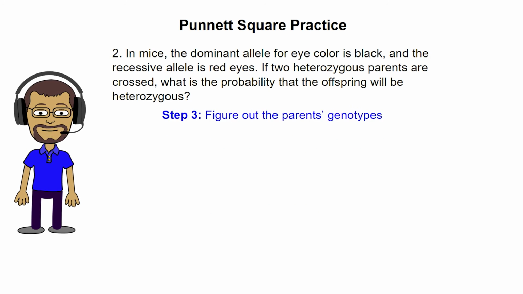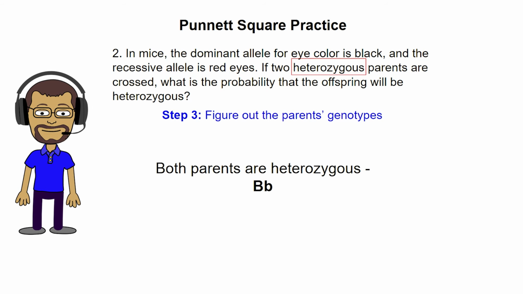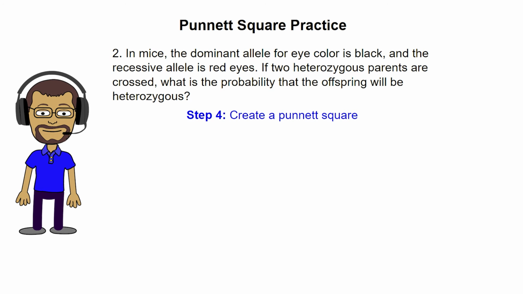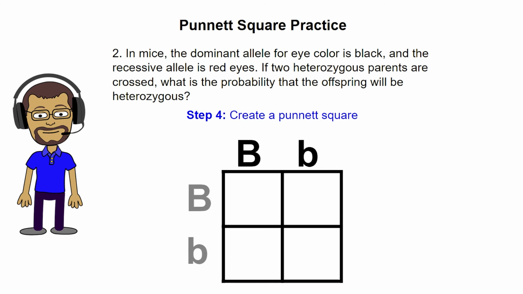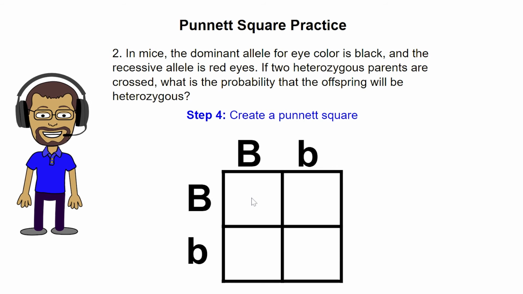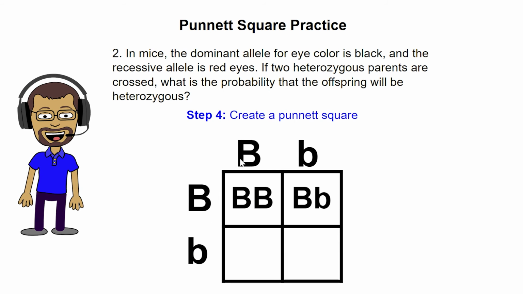All right, let's move on to step 3, figure out the parents' genotypes. Well, we notice in the question here, it says they are both heterozygous, so they're both going to be big B, little b. Step 4 is to create a Punnett square. Here's our Punnett square. We're going to put one genotype on top, the other genotype on the side. They're both the same this time. And then we're going to take this B and this B, put it right here. This B and this b, put it right here. This b and this B, put it right here. This b and this b, put it right here.